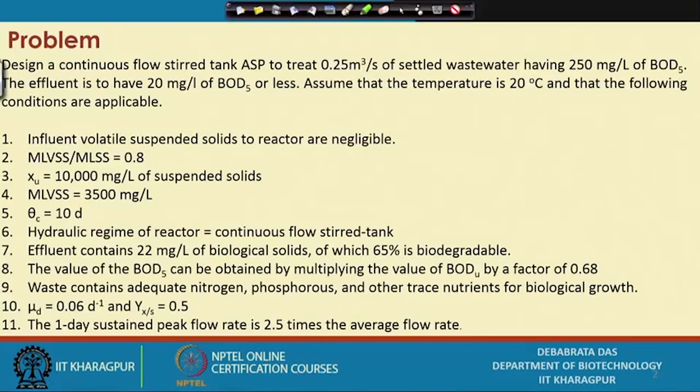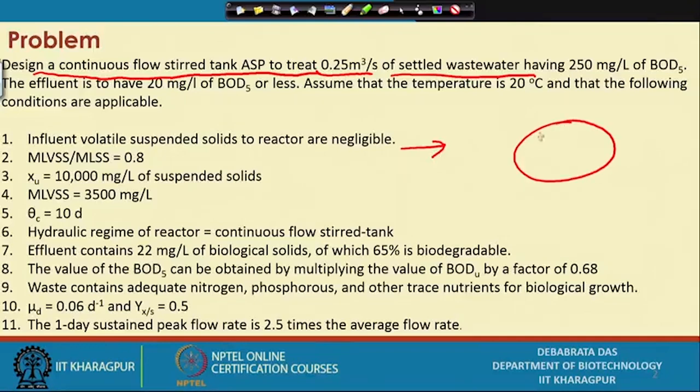Now, if you look at the problem that we have here, it is the design of a continuous flow stirred tank activated sludge process to treat 0.25 cubic meter per second of settled wastewater. Settled wastewater: suppose this is the activated sludge process. When wastewater comes, first it goes to the primary clarifier. The main purpose of the primary clarifier is to separate out the suspended particles. Then it goes to the activated sludge process. Then again it goes to the secondary clarifier. Finally, it goes out like this, and the suspended solid we can separate out here.